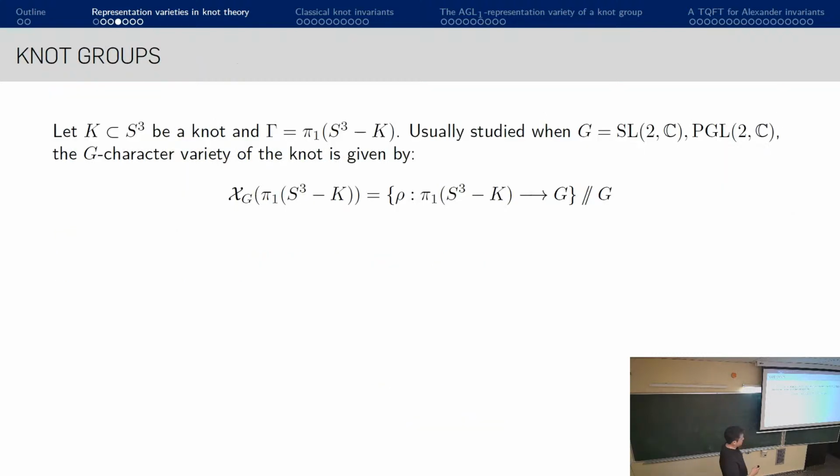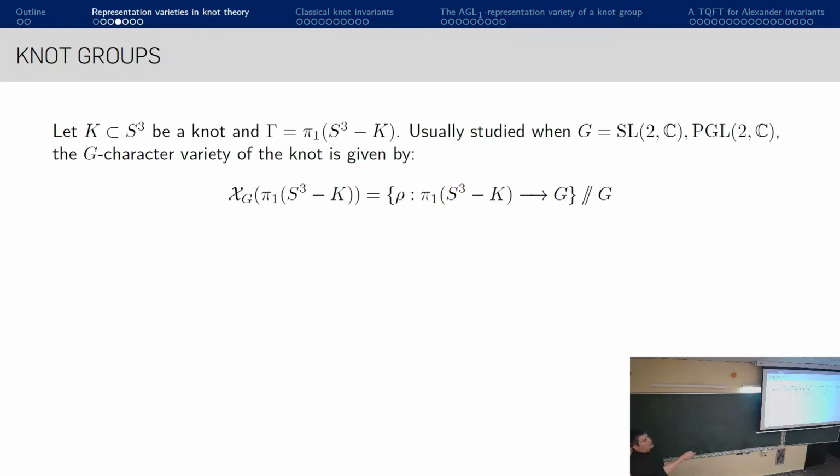And then knot groups. Okay. In knot theory, character varieties have also been studied in the last 40, 50 years, so it's also a classical topic. And now let's specify. Gamma is the knot group, and by the knot group, I mean, for a knot inside S3, the fundamental group of the complement is what we call the knot group. And then it usually has been studied when G equals SL2C or PGL2C.